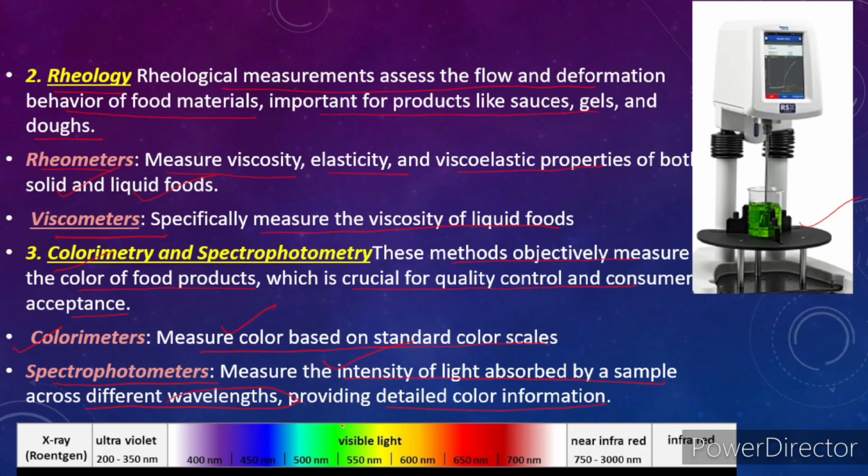This is the electromagnetic spectrum. This is the visible light, where we can see the colors. The range is from 380 to 700 nanometers.